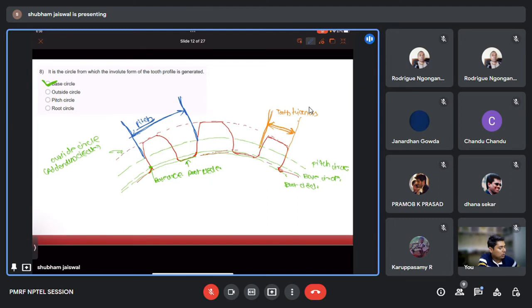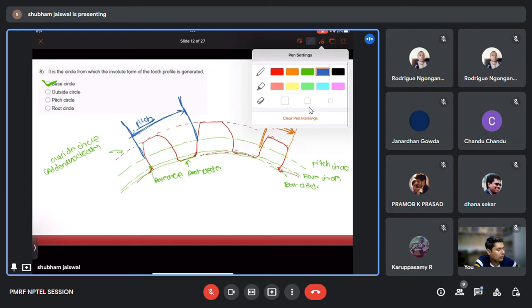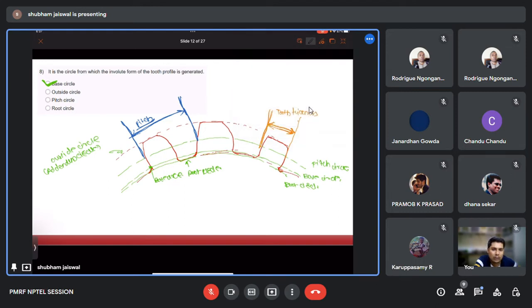Okay. So the distance between the outside circle and pitch circle is known as, anyone? This is the live interactive session. Please interact. The distance between outside circle and pitch circle is known as addendum. Okay. And the distance between the pitch circle and root circle is known as dedendum, sir.